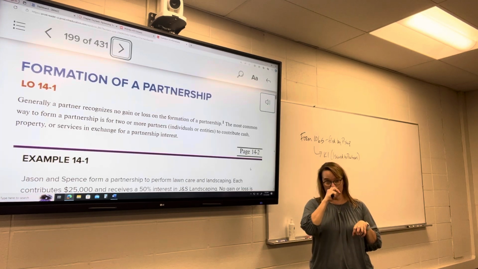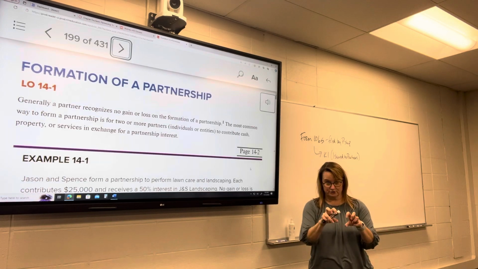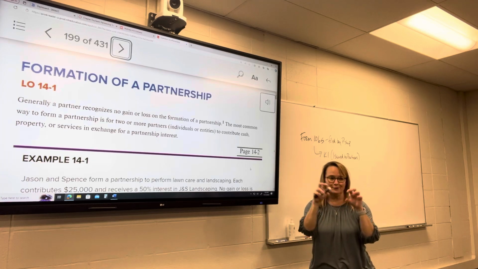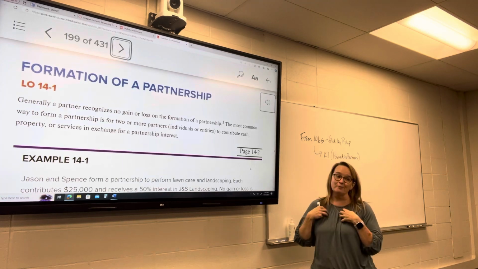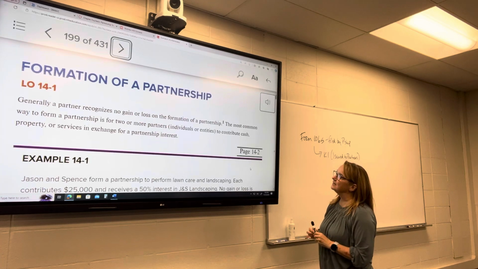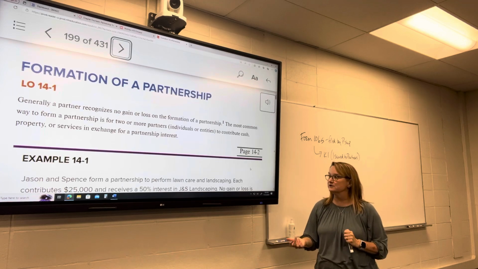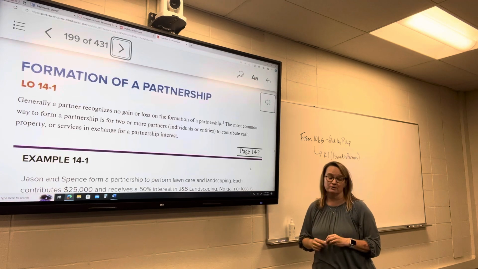So, trying to think if, like, two partnerships could form a partnership. It can get really complicated when you're talking about all these different layers. For our purposes, we're talking about individuals, okay? But when two or more partners contribute cash, property, or services in exchange for a partnership interest.